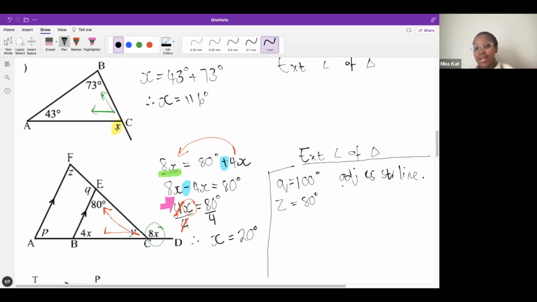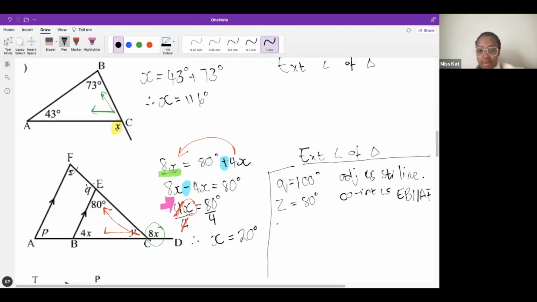Ooh, you are on fire. Co-interior angles. And what are my parallel lines? Ma'am, line EBC, FED, and ABC. Line EB is parallel to AF. Okay, we have Q and Z. Now what's left? P, ma'am.